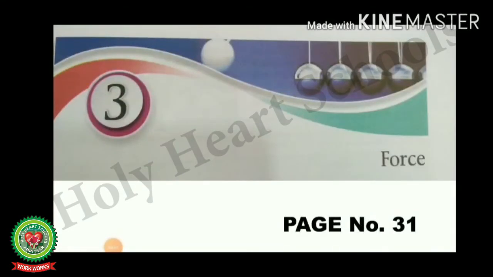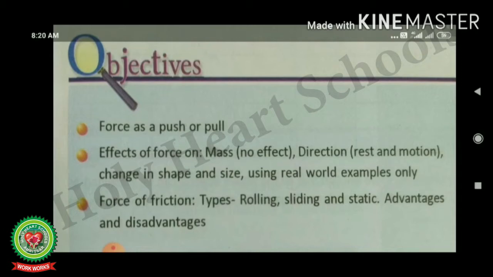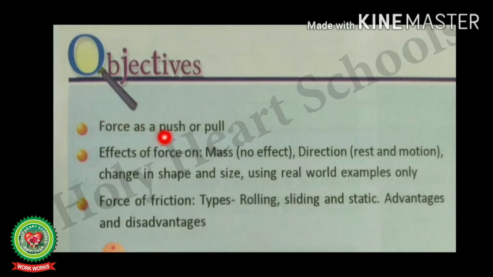Everyone, today we will discuss chapter 3 of physics, that is force. Open your book at page number 31. The main objectives of this chapter are force as a push or pull, effects of force on mass, direction, change in shape and size using real world examples only, force of friction, and types are rolling friction, sliding friction, and static friction. What are the main advantages and disadvantages of friction?